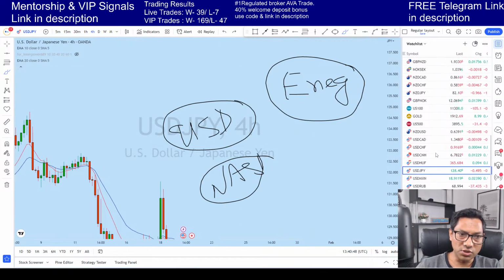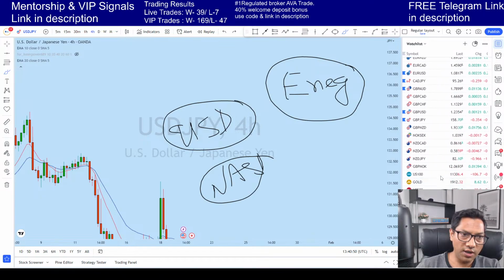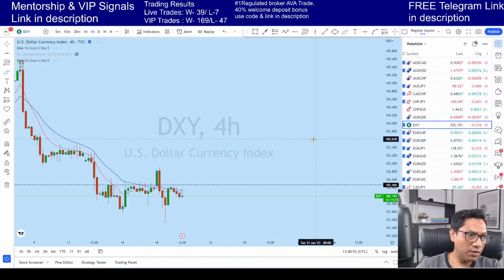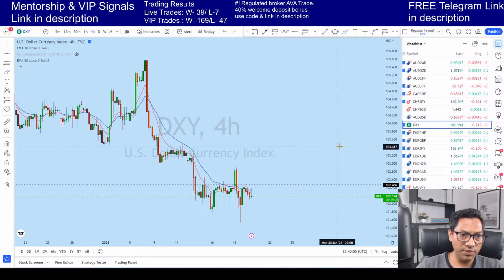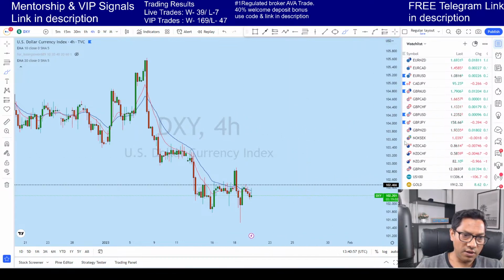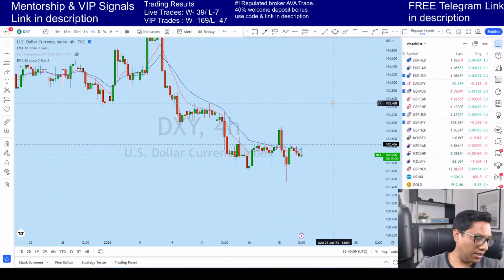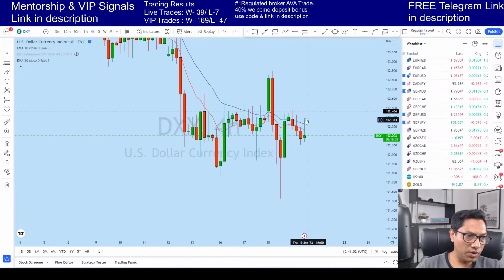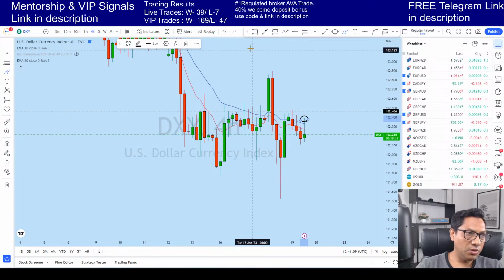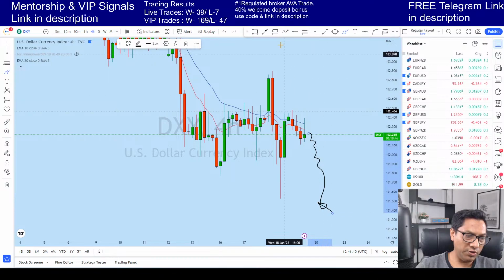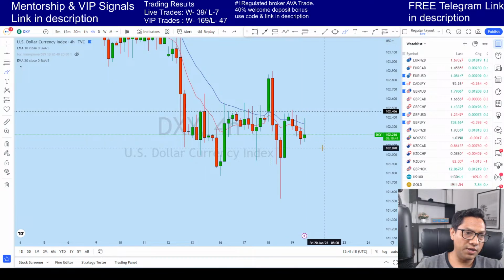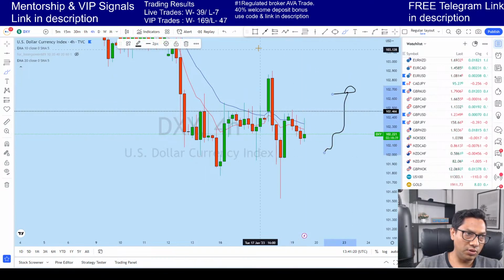Once you see that, let's go back to DXY. Now we see on DXY there has been a manipulation again. Manipulation is the sign that DXY will basically drop. You see the price has gone up and grabbed liquidity. With that liquidity, DXY is preparing for a drop. If DXY is preparing for a drop, gold is preparing for an uprise. That's how it works.